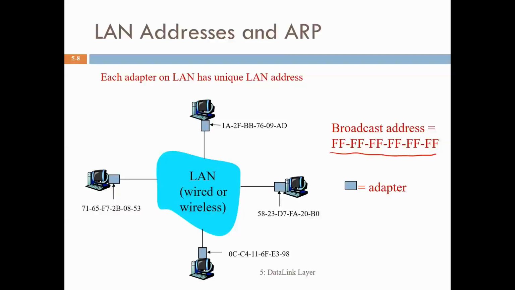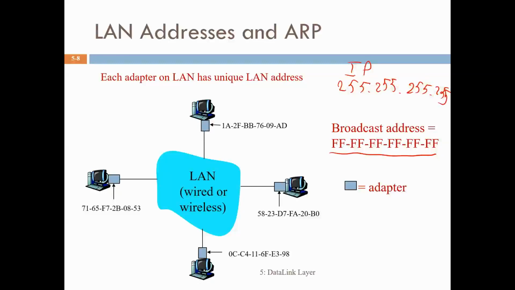We already know the broadcast IP address. For IP, the broadcast IP address is all ones, so it's 255.255.255.255. At the data link layer, there is also a broadcast MAC address, which is also all ones. And so all ones will be FF:FF:FF:FF:FF:FF. So 48 bits, all ones.